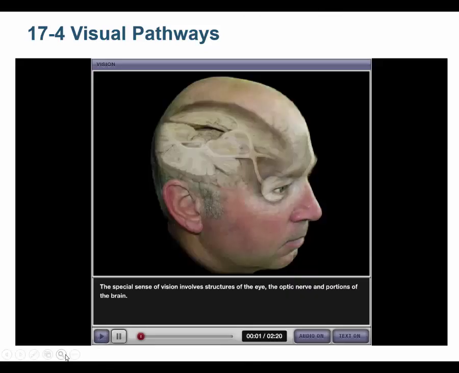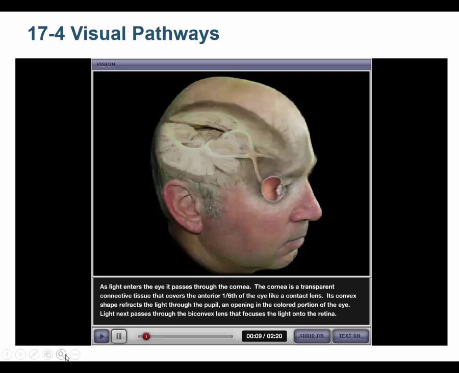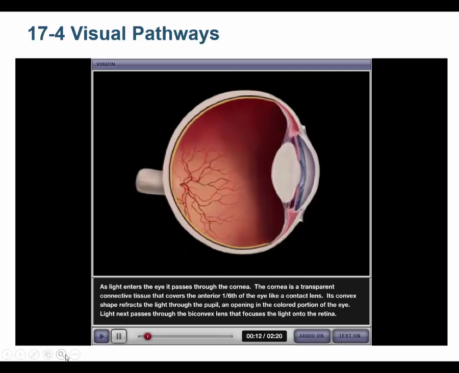The special sense of vision involves structures of the eye, the optic nerve, and portions of the brain. As light enters the eye, it passes through the cornea. The cornea is a transparent connective tissue that covers the anterior 1/6 of the eye, like a contact lens. Its convex shape refracts the light through the pupil, an opening in the colored portion of the eye. Light next passes through the biconvex lens that focuses the light onto the retina.